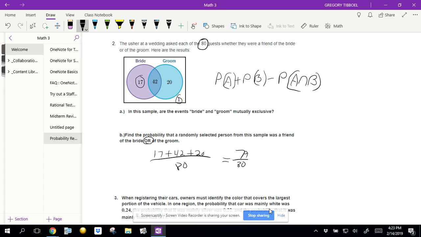I do want to take a look real quick. How many people are in the bride? So there are actually 59 in all the bride, and how many are in all the groom? There's actually 62. So you could use this formula and do probability is 59 out of 80 plus 62 out of 80. Now we counted the 42 twice. We counted them in groom and bride, so that would be minus 42 out of 80. So the formula could work, but again, there's really no reason to do that extra step. I just wanted to talk about it.